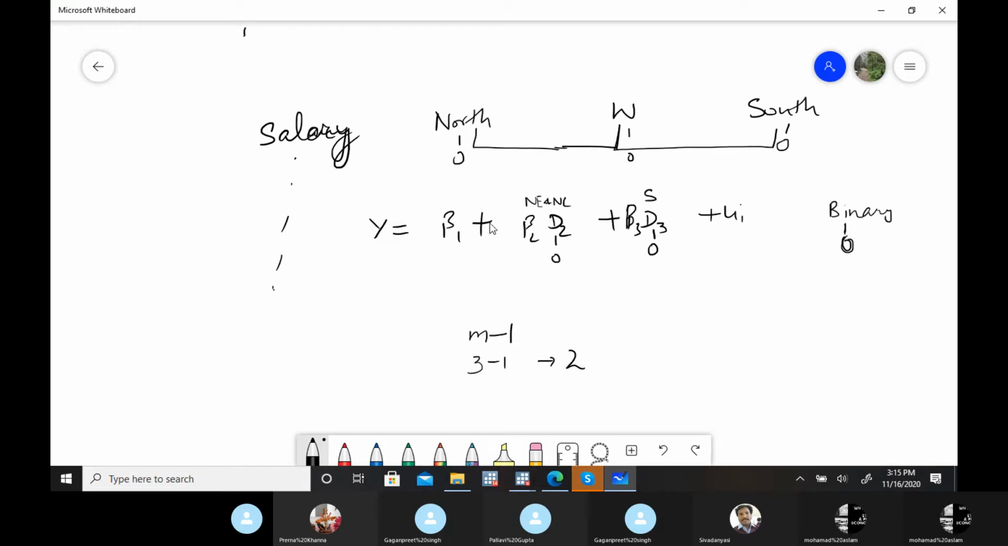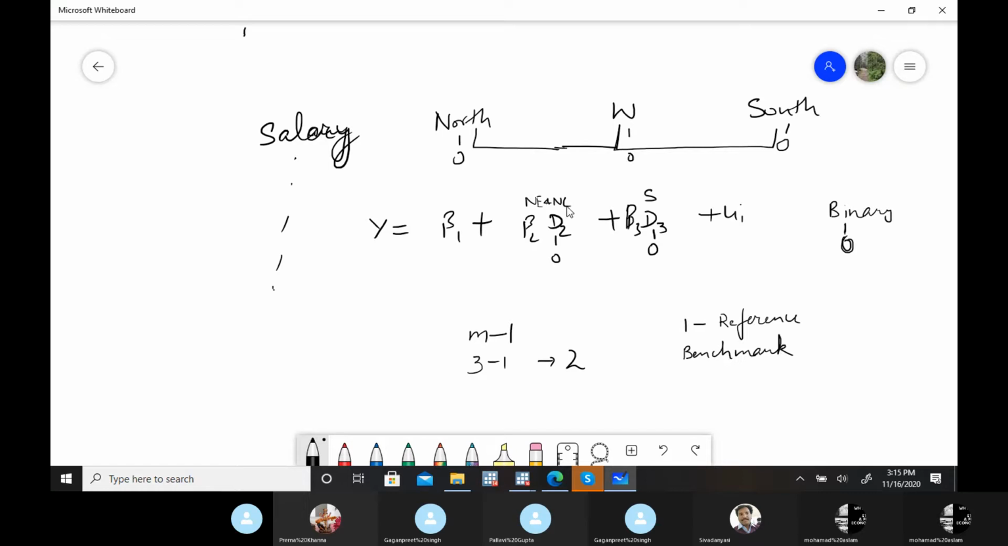The choice is that out of these three, or if you have 5 or 6 categories, one category you have to keep as reference. With that category you want to compare. We also call it a benchmark category.